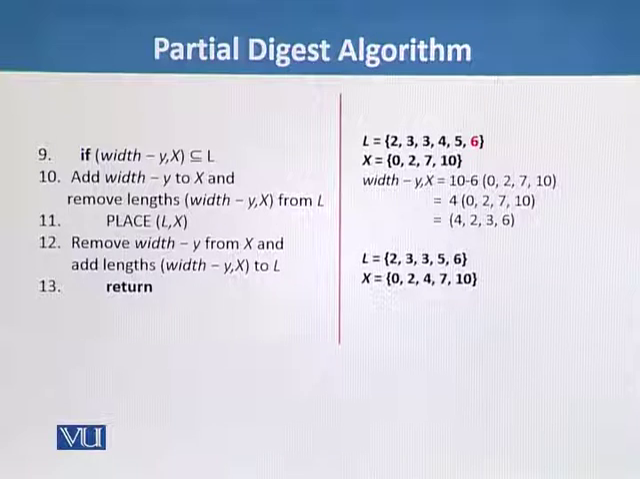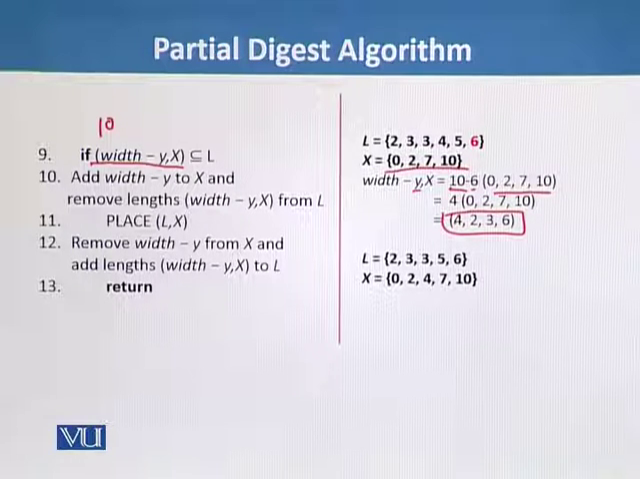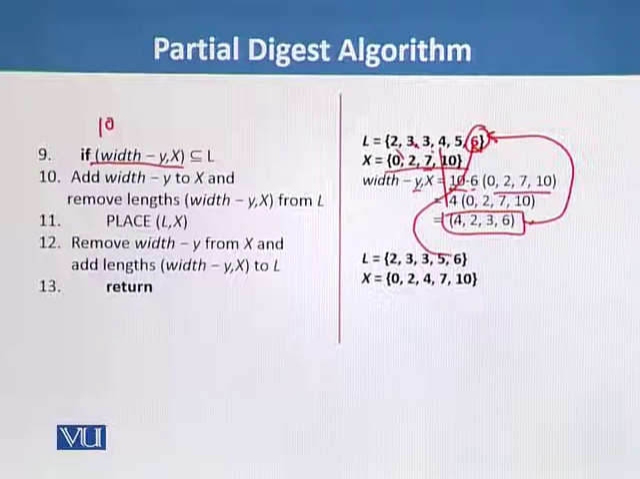That is, we will minus the value of Y from the width, and we remember width is 10. So we will put the value of width as 10, Y is 6 and X is this one. So after calculating we get this one, 4, 2, 3 and 6. We can see here 4, 2, 3 and 6 all are present in L, so this is the subset of L. So it means we can finally take the value of 7, this one 7, and put it in the X. So we get the X 0, 2, 4, 7 and 10.